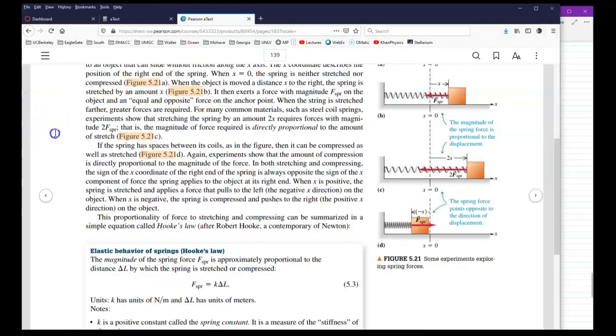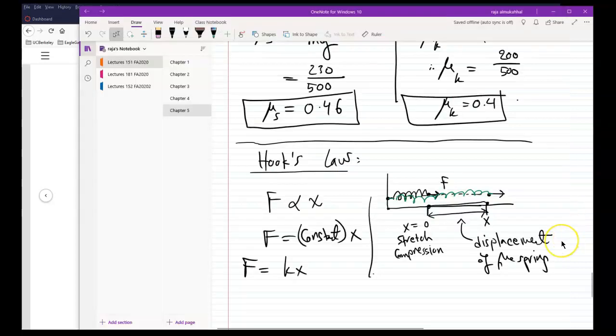Technically you should put a minus there, but we're not going to do it now until we cover it later. So anyway, that's basically Hooke's law.